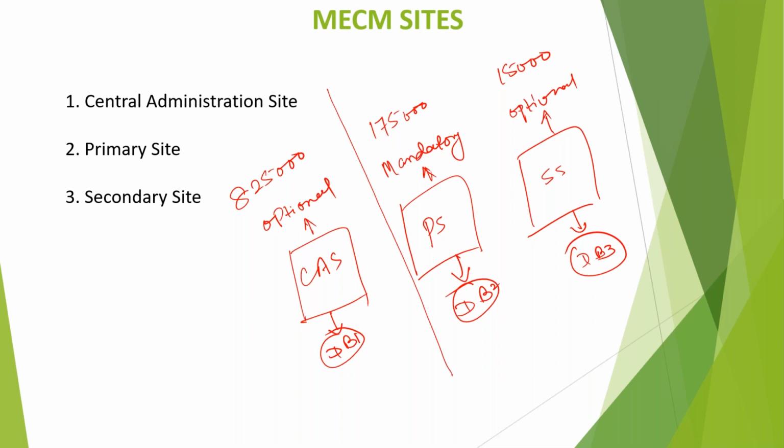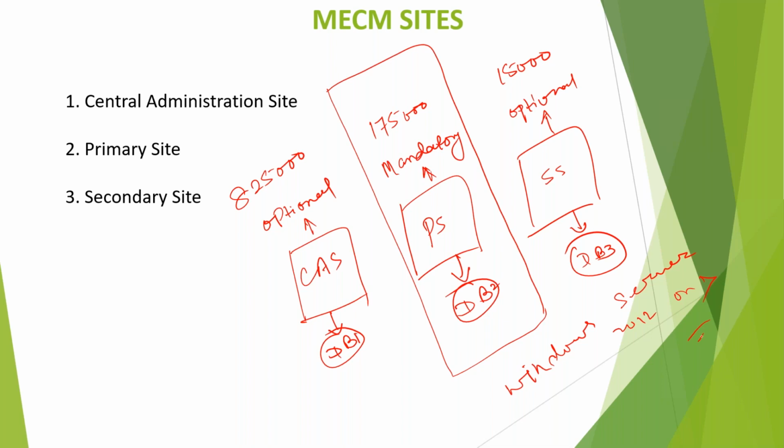If you have a company which has a total of less than 175,000 devices, then you can use only one primary site, only one server, to manage up to 175,000 devices, right? If you have a company with more than this number, let's say 200,000 or 300,000 devices, then you need more than one primary site server. These site servers can be installed on Windows Server 2012 or greater: 2012, 2012 R2, 2016 or 2019, or 2022, the latest one. The primary is the mandatory site.